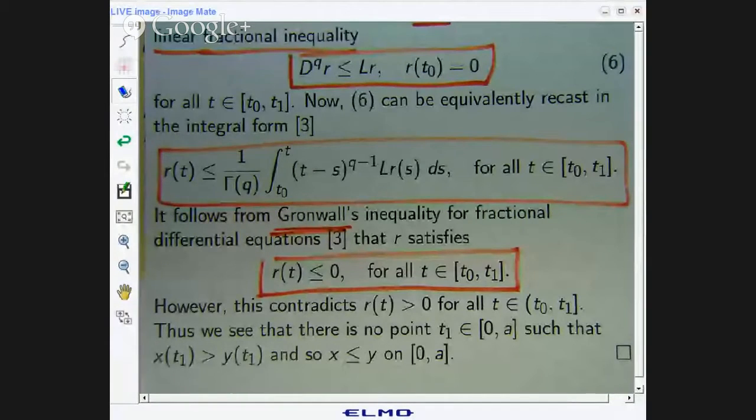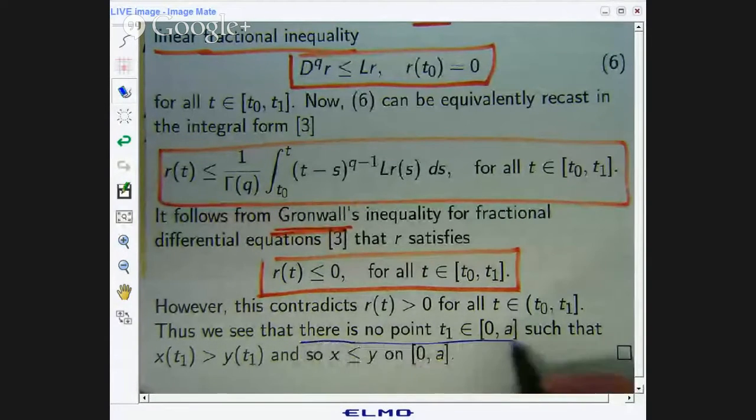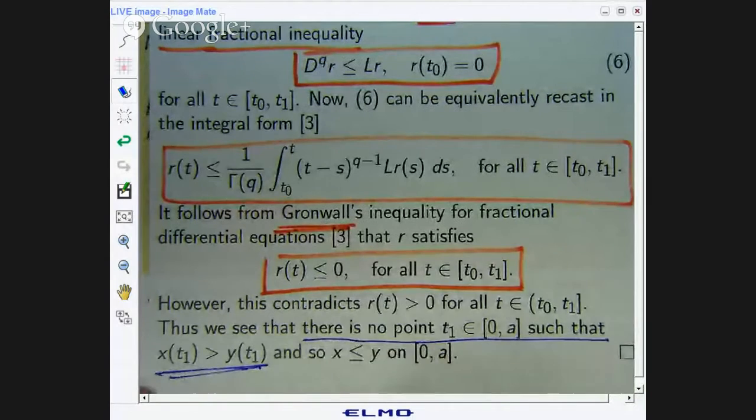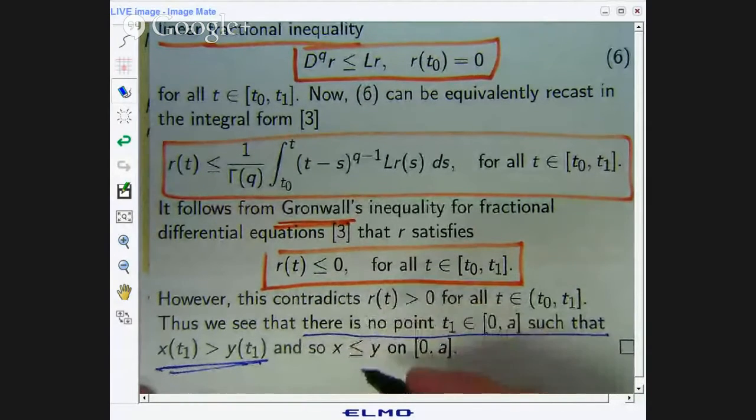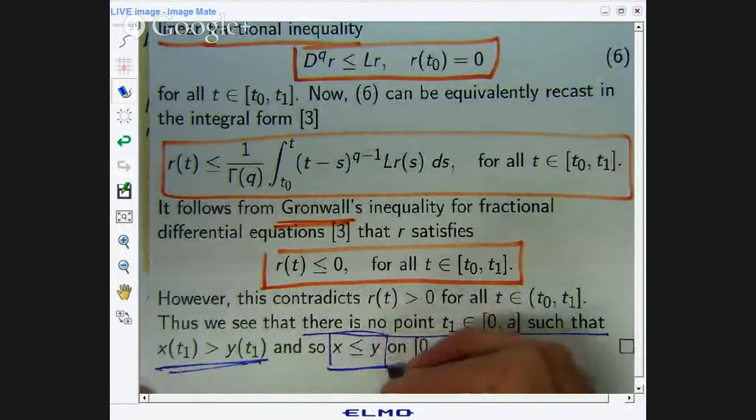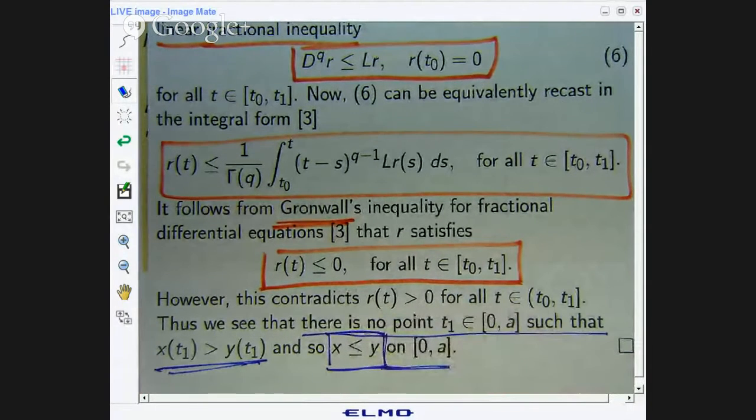So if we look back, we see that there is no point such that this happens. So what does that mean? It means that R's got to be less than or equal to 0, and that means X lies below Y. Okay? So that's your standard proof for that comparison theorem.